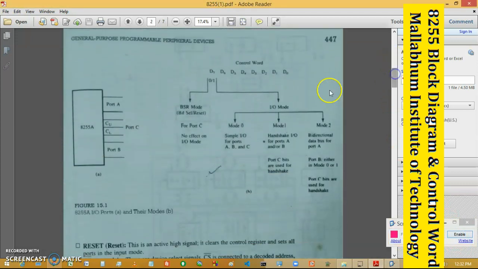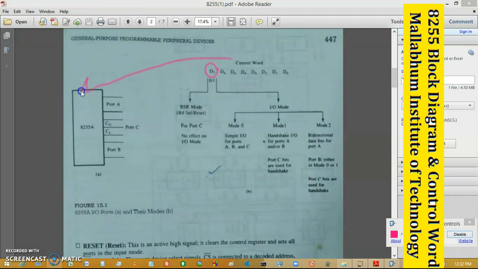Next, the control word. In the case of the control word, only D7. The relation of the control word with the 8255 is that the 8255 will first look at the control word, then decide which operation is to be selected just by seeing its bit pattern. That is the meaning of the control word. Here we only discuss the bit D7.